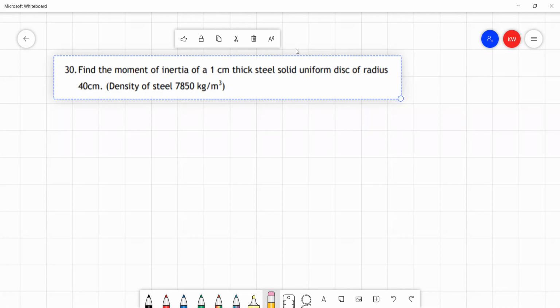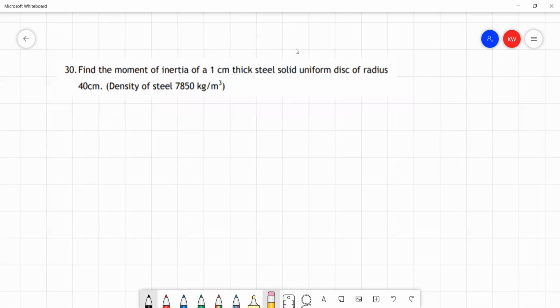We need to find that from that formula, but we can work out the volume of the disk. And once we have its mass, we can work out the moment of inertia. So let's have a look at what we've been told. We're told that thickness is 1 centimeter, radius 40 centimeters. Well, a disk is like a cylinder with a very shallow height.